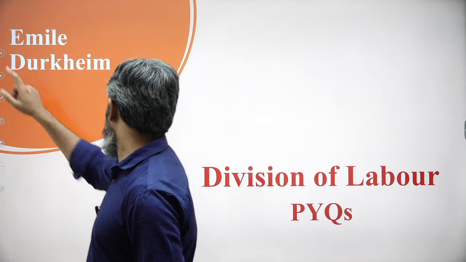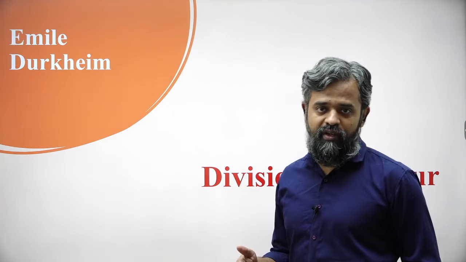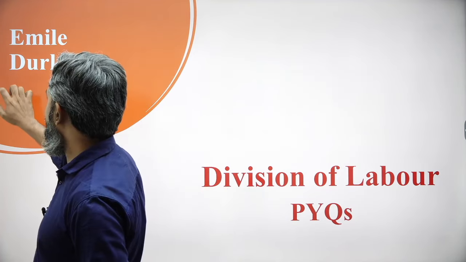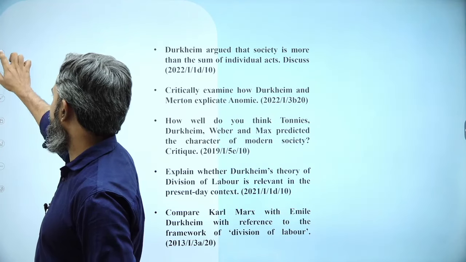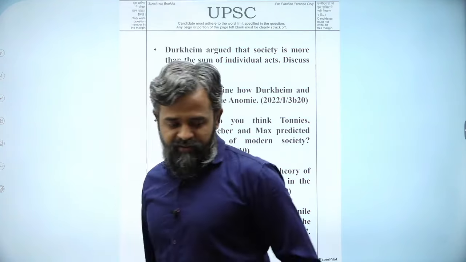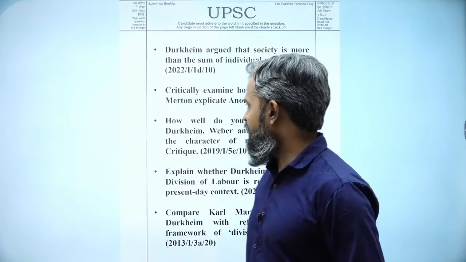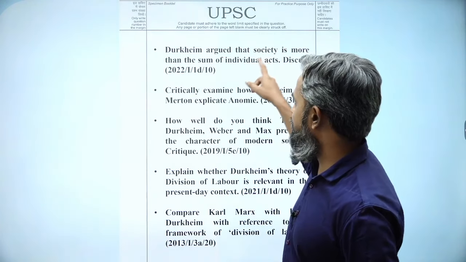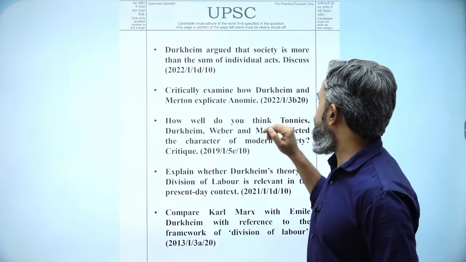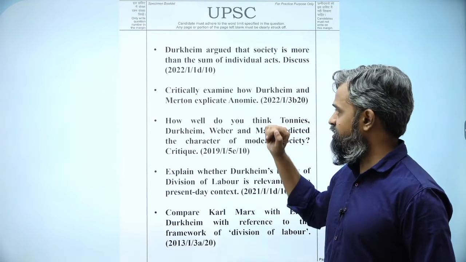So the first subunit, as you would know, is division of labor. So let's look at what we have in division of labor. We have these questions in relation to division of labor. Now, Durkheim argued that society is more than the sum of its individuals or individual acts, discussed 2022.